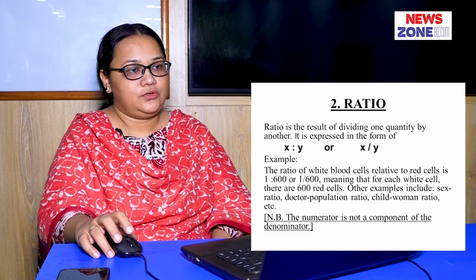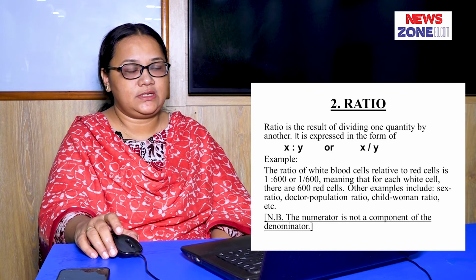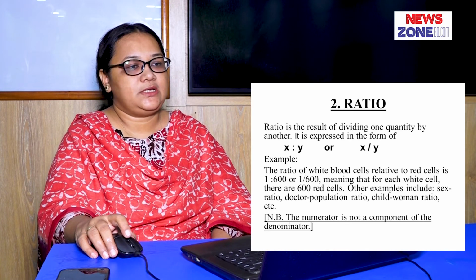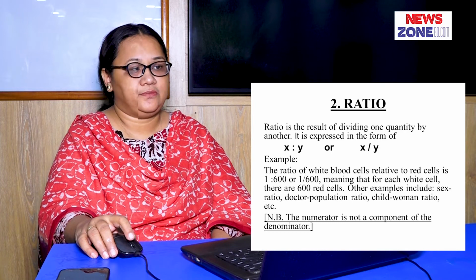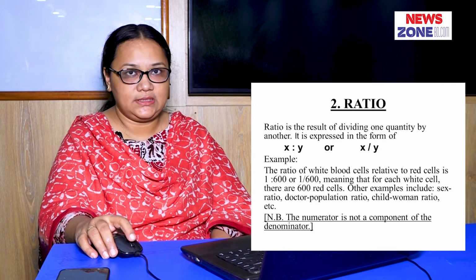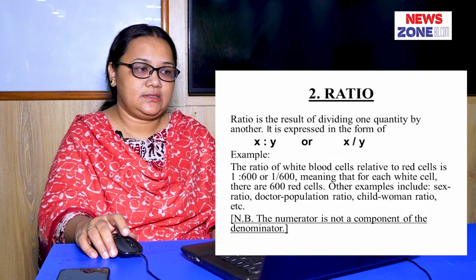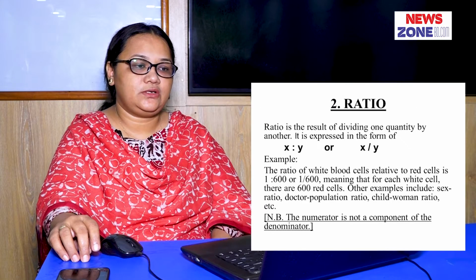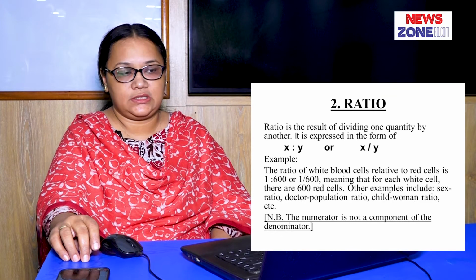Now we see what is ratio. Ratio is the result of dividing one quantity by another. It is expressed in the form of X is to Y. For example, the ratio of white blood cells relative to red cells is 1:600, meaning for each white cell there are 600 red cells. Other examples include sex ratio, doctor population ratio, child-woman ratio, etc. One thing you have to know is that the numerator is not a component of the denominator in a ratio.